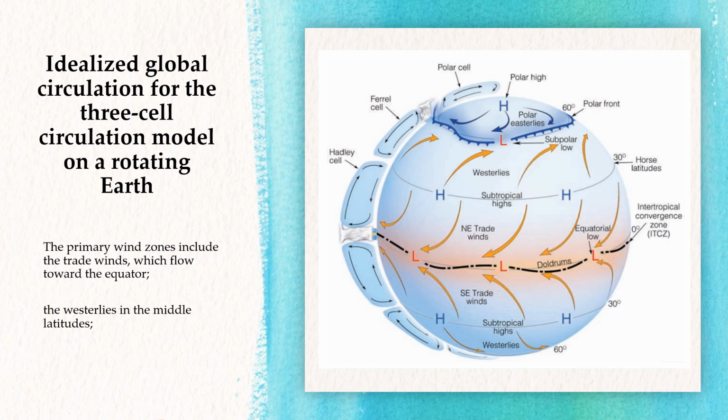And also remember the westerlies in the middle latitudes, and the polar easterlies, which flow away from the poles. So this is the polar easterlies. This is the wind from the pole, also coming from the east, that flows away from the poles. So these are the primary wind zones of this idealized global wind circulation. Again, the polar easterlies, the westerlies, and the trade winds.